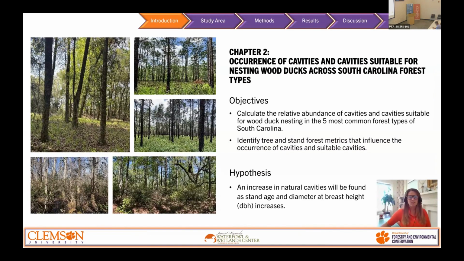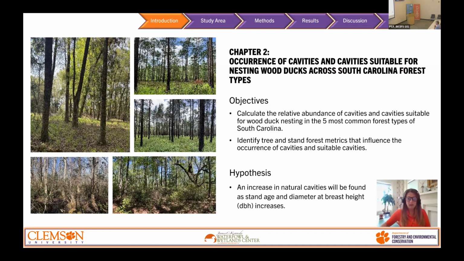So wood duck cavities have primarily been studied in the Midwest with a few studies in the Northeast, but there's little overlap with the tree species in these regions and what we have in the Southeast. In the Southeast, the studies completed are limited and pertain to either a single land ownership type, they're specific to one forest type, or they're general and don't pertain to cavities suitable for wood ducks. Without knowing where cavities occur, nest box programs have been established without an understanding of cavity availability.